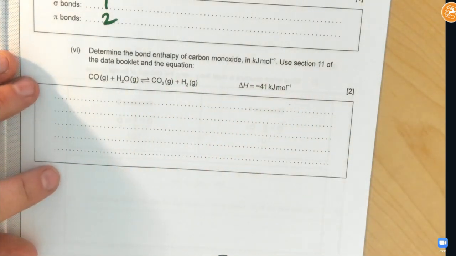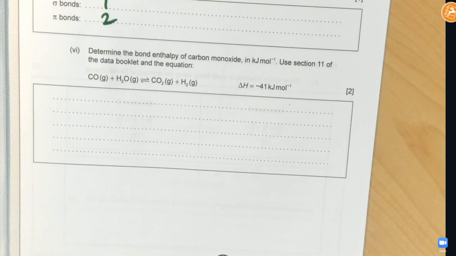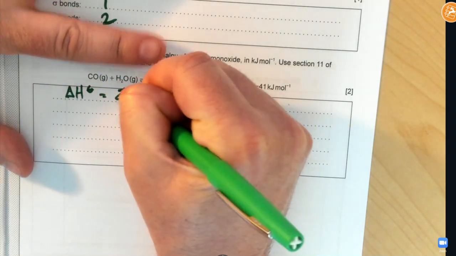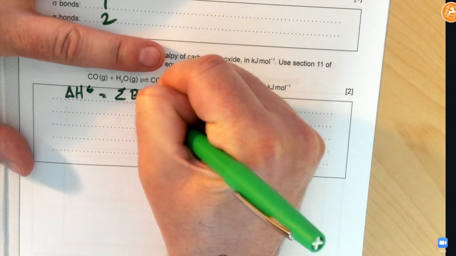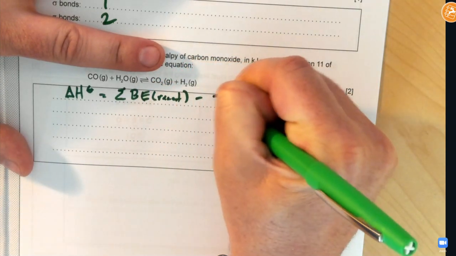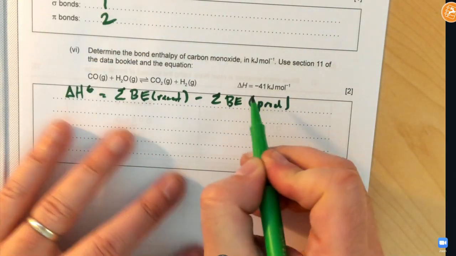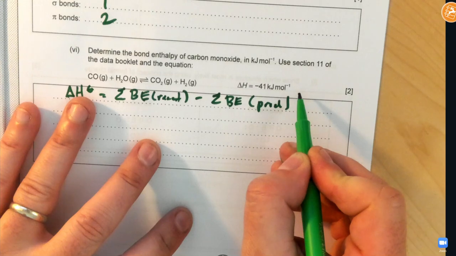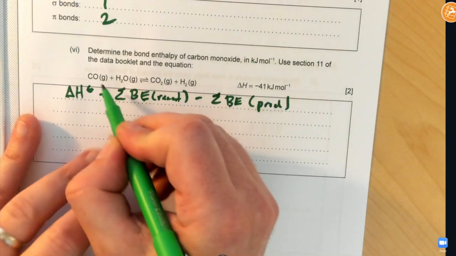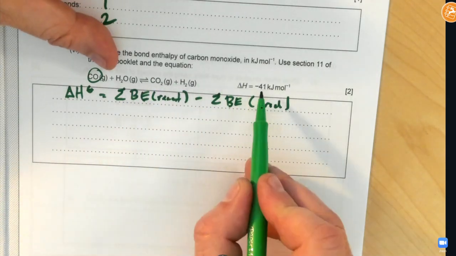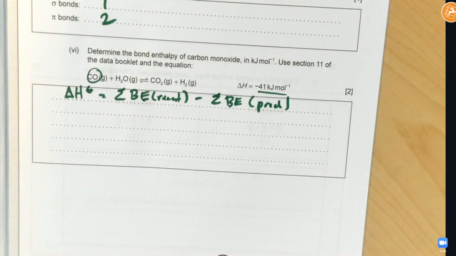Determine the bond enthalpy of carbon monoxide in kilojoules per mole using section 11. They made this one just a teeny tiny little bit harder. When we do bond enthalpy, delta H is the sum of all the bond enthalpies of the reactants, BE react, minus the sum of all the bond enthalpies of the products. Here we are given the enthalpy of formation. When we set this up, do we need that delta H value? Probably not. Anyways, let's go to our data booklet.